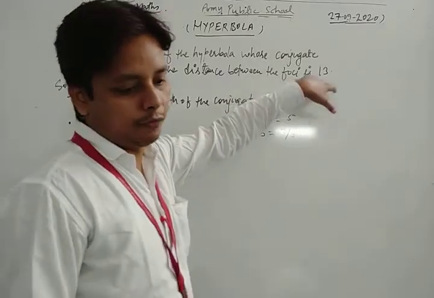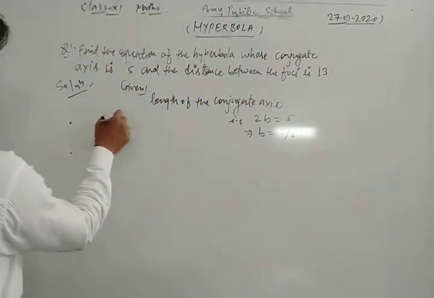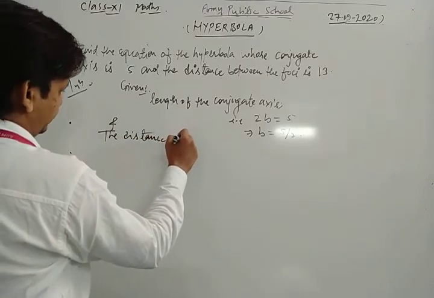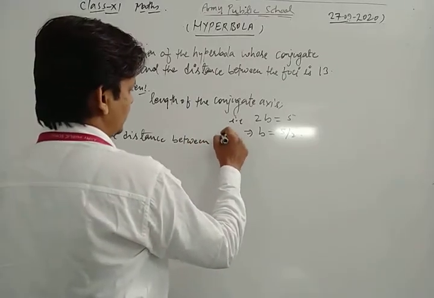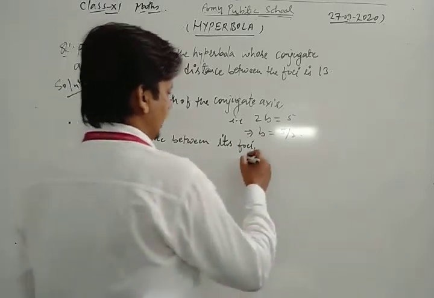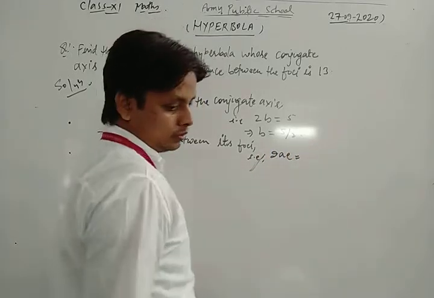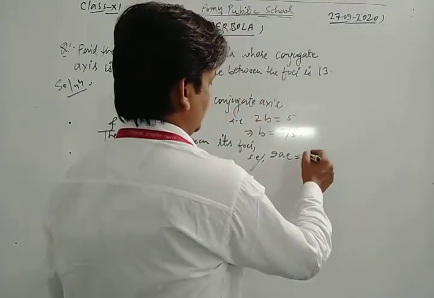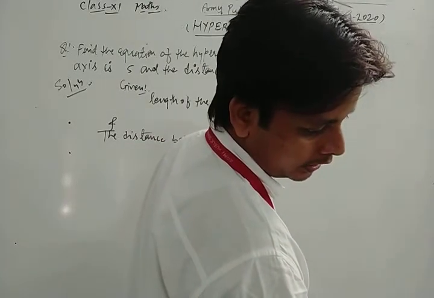Now the second one is the distance between the foci. Therefore the distance between the foci of the hyperbola is 2a. Therefore the distance between its foci is what? That is 2a. That is 2a is equal to 30. 2a is equal to what? 30.